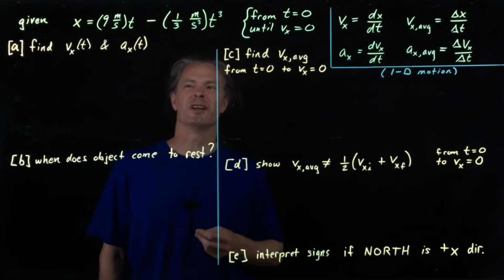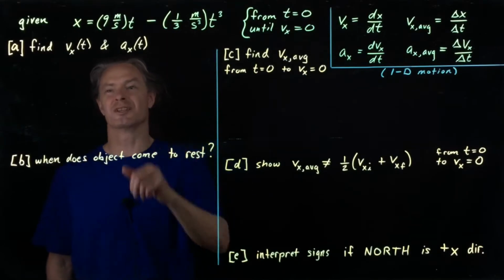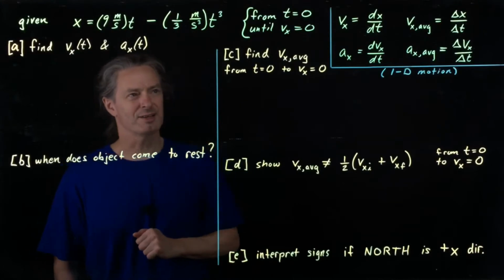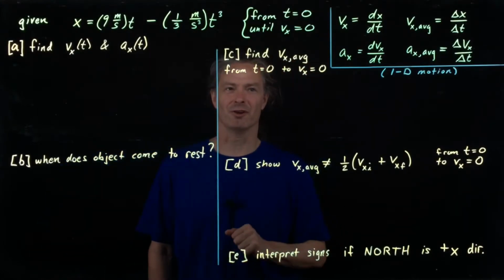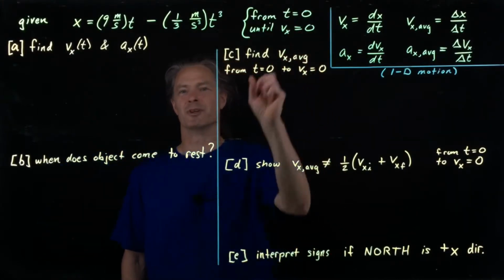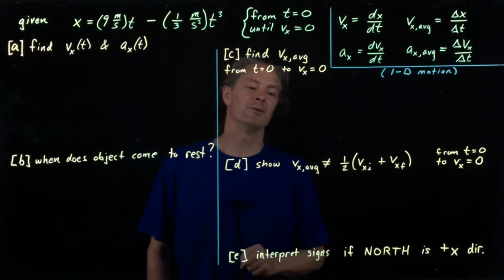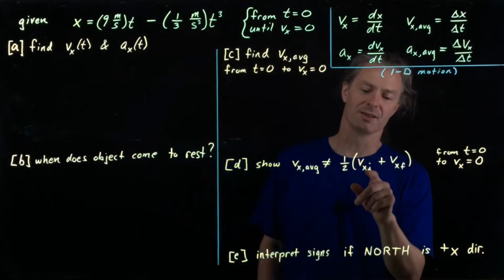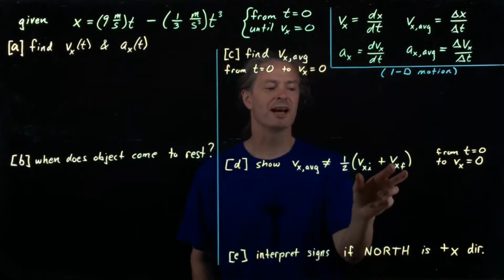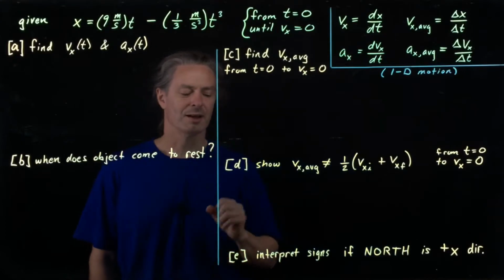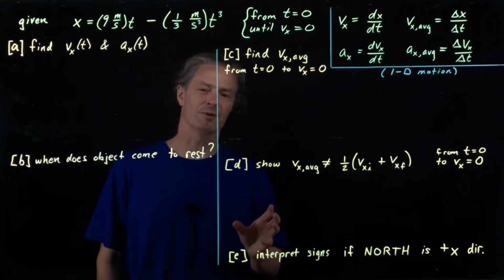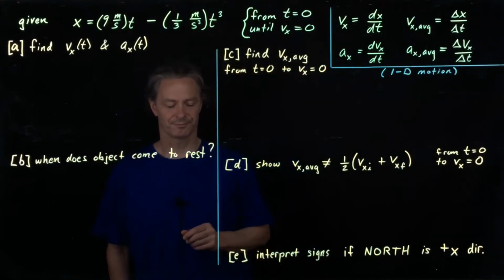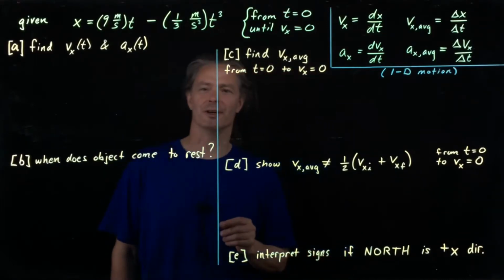So here are the questions we want to answer. First, we want to find the velocity and acceleration as a function of time. We want to know when the object first comes to rest. We want to calculate the average velocity from time equals 0 until when it comes to rest. And then we want to show also that the average velocity cannot be obtained by taking the initial velocity, the final velocity, adding them up and dividing by 2. And then finally, at the end, we want to interpret the signs of our answers, assuming that north is a positive x direction. All right, here we go.